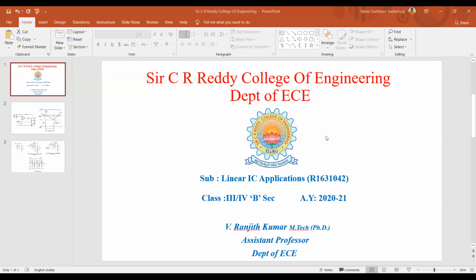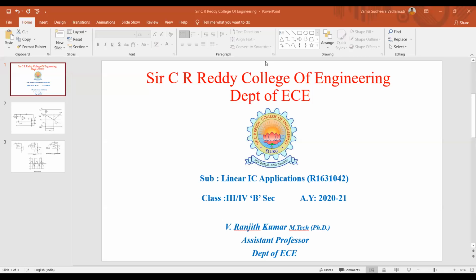Today's class, we are going to discuss one more multivibrator type, that is astable multivibrator. What is the other name for astable multivibrator? Free running oscillator. Right, free running oscillator. How many stable states are present in astable multivibrator? 2 stable states.